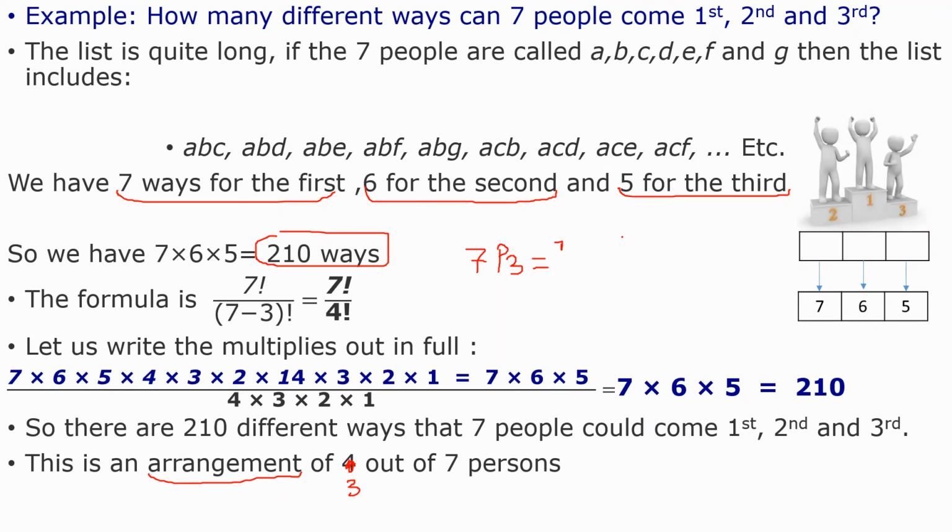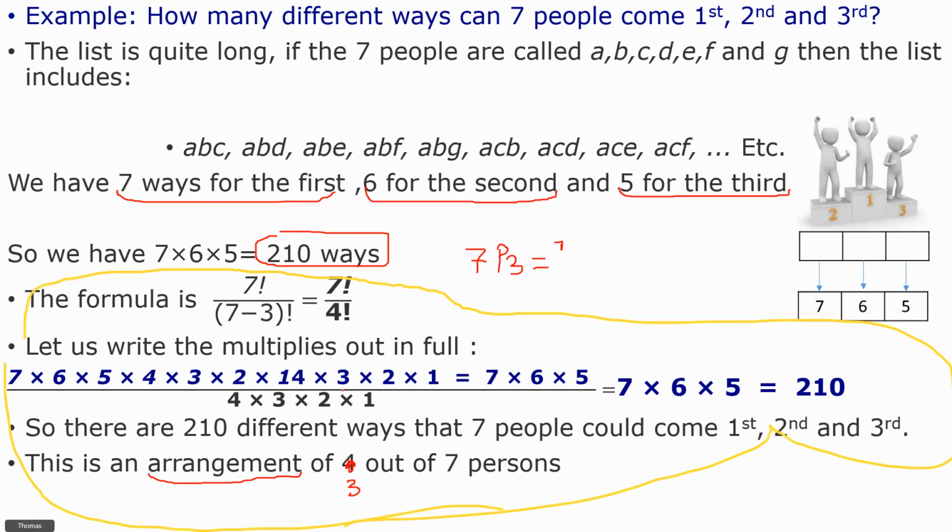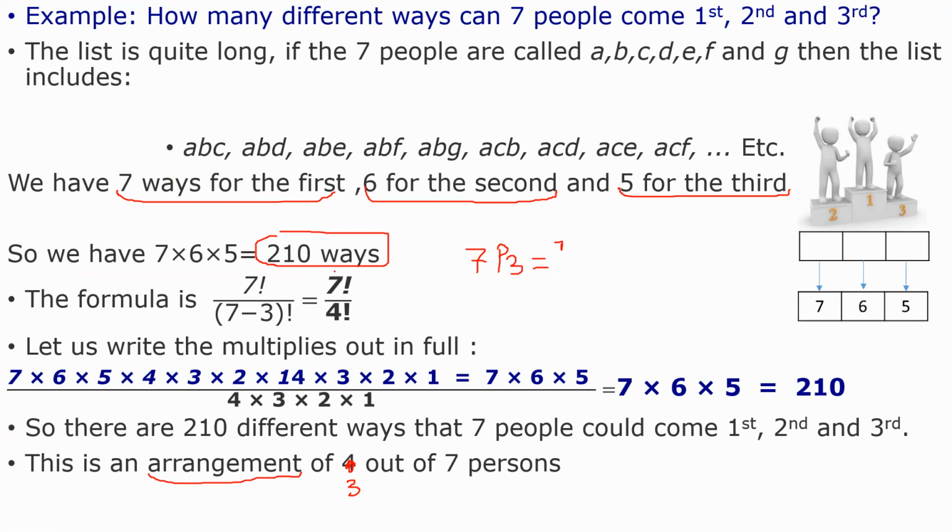Yesterday what did we do? Those you didn't write. No, not necessary. Don't write them. But this one you have to write: 7 times 6 times 5 or 7P3. And write the last line.